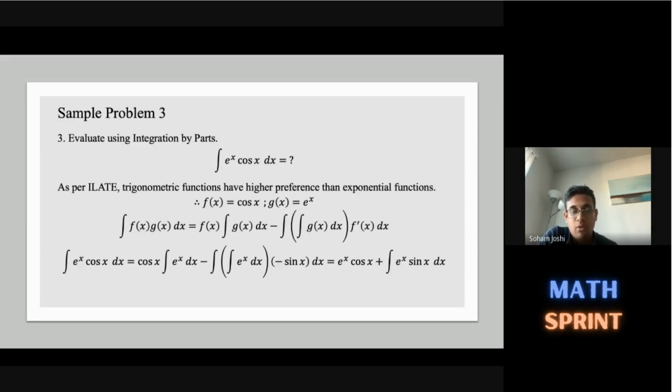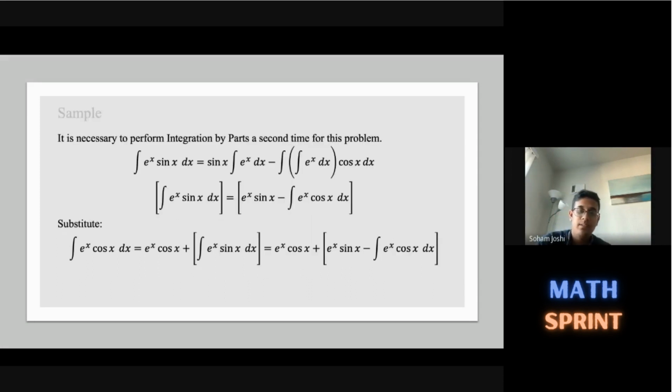But you may be wondering now, how do we integrate e to the power of x times sine x, which we got over here? Well, here's the interesting part. We use integration by parts again, just for e to the power of x times sine x. So let's do integration by parts for e to the power of x times sine x. As per ILATE, trigonometric functions have a higher preference than exponential functions. So remember, differentiating sine x with respect to x will give us cos x.